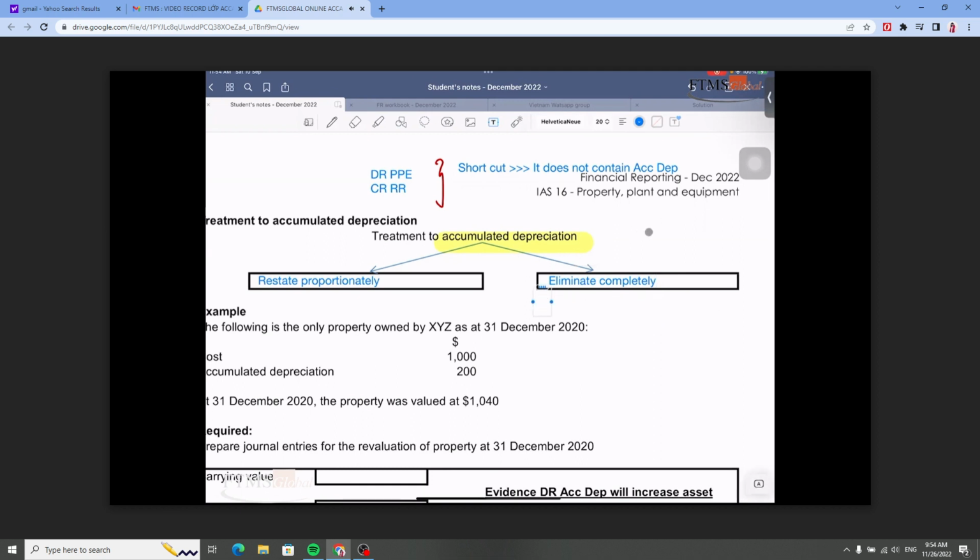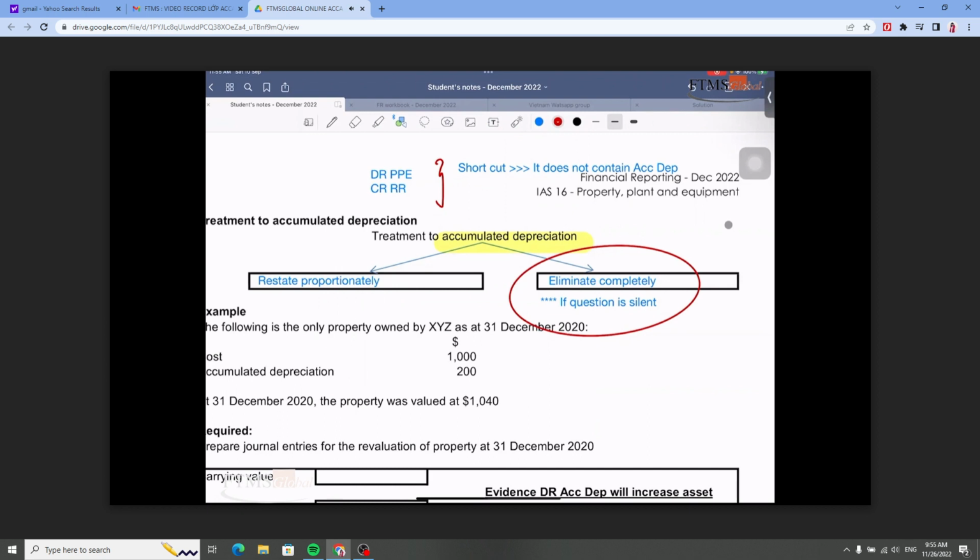Of course, one note here. You got two ways to do it. As I say, if the question is silent, if the question did not tell you which method to use, then please choose eliminate completely. If the question is silent, choose this method, eliminate completely. I will show you how to do it.